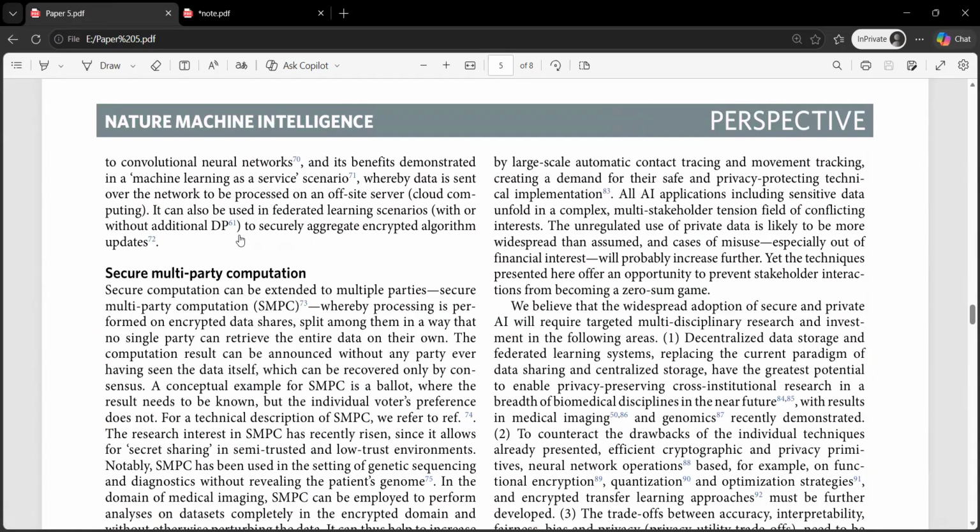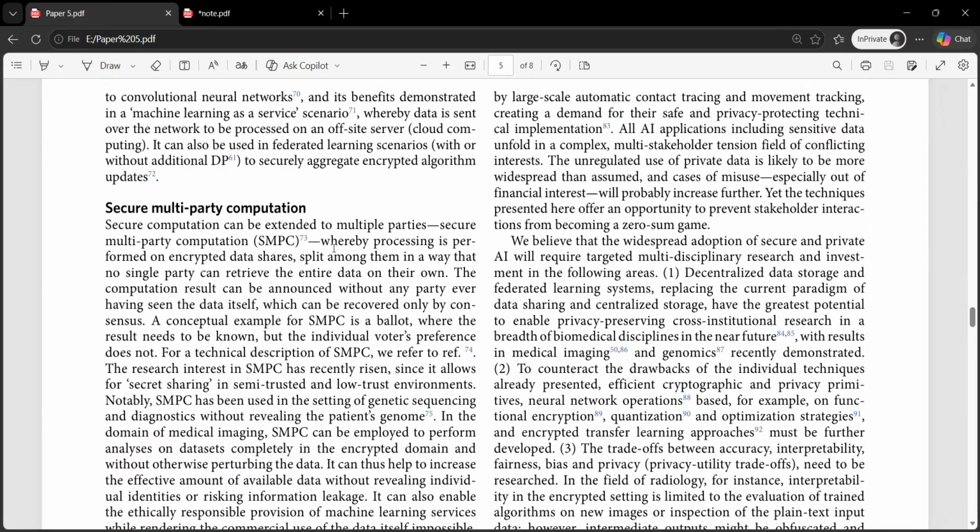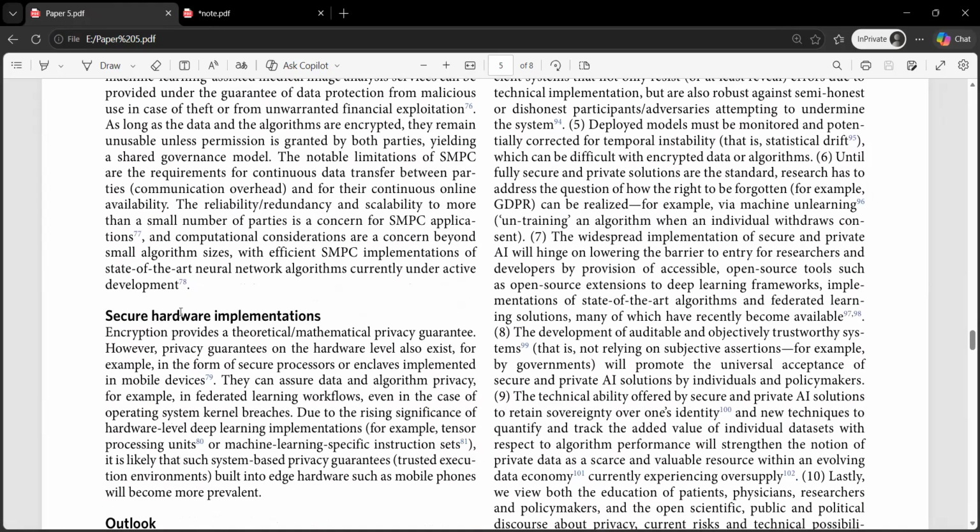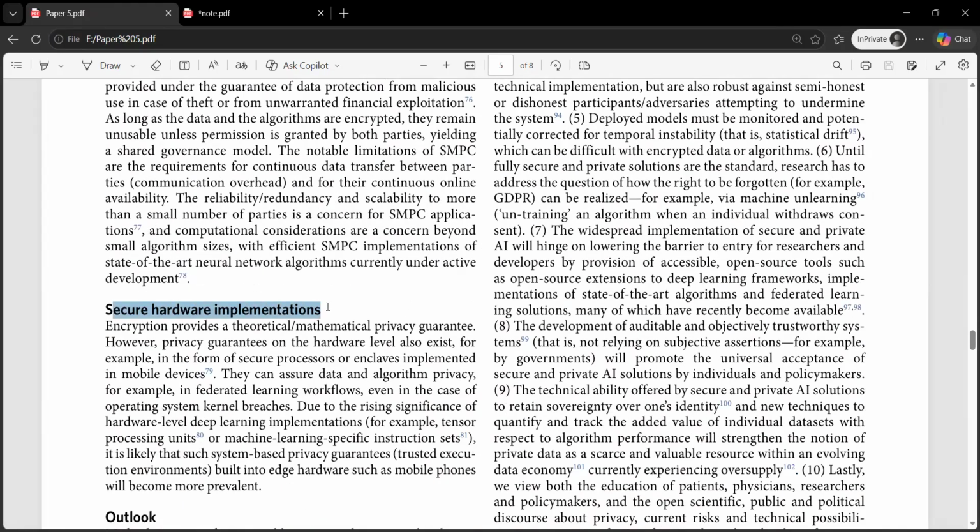What is homomorphic encryption? What is secure multi-party communications? So again, it can be extended to multiple parties. Processing is performed on encrypted data shares, split among them in a way that no single party can retrieve the entire data on their own. So the result can be announced without any party ever having seen the data itself, which can be recovered only by consensus. For example, one case here is a ballot where the result needs to be known, but the individual voters do not need to be known. So we know who is the person that got selected, but we don't know which person voted for whom. Secure hardware or secure enclaves, that I just talked about.